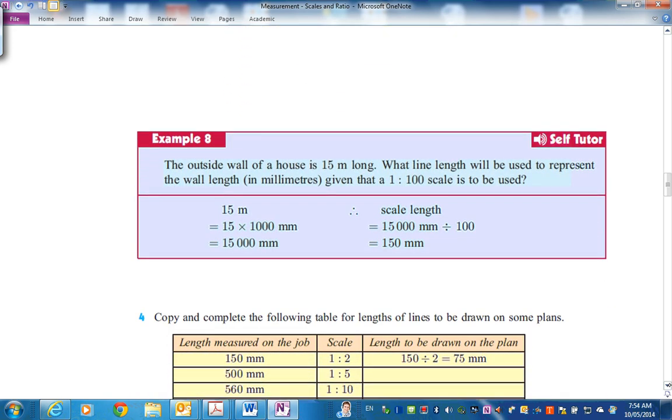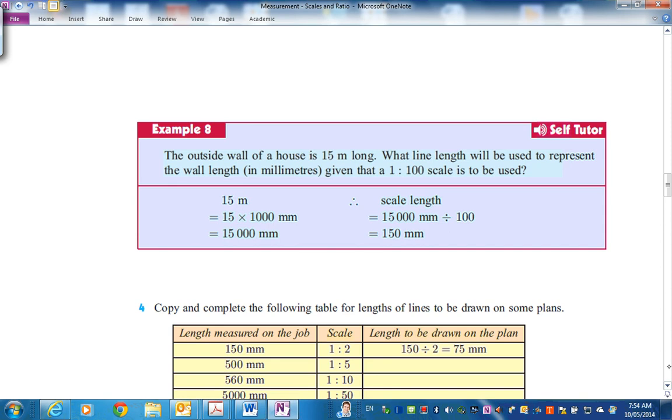Here's an example here, and a question for you. The outside house wall of a house is 15 metres long. What line length will be used to represent the wall in millimetres if a 1 to 100 scale is used? This is going backwards now. So we've got to work in millimetres.